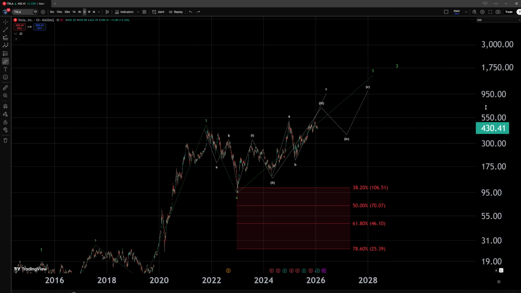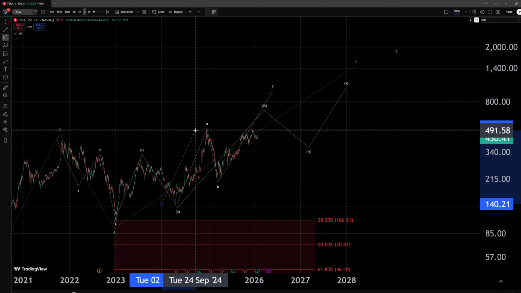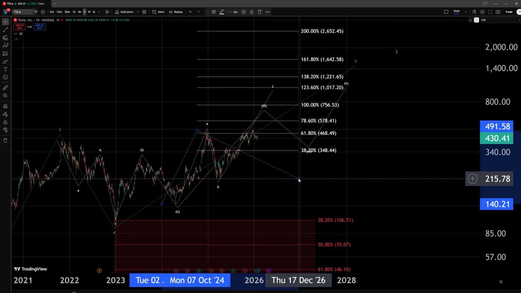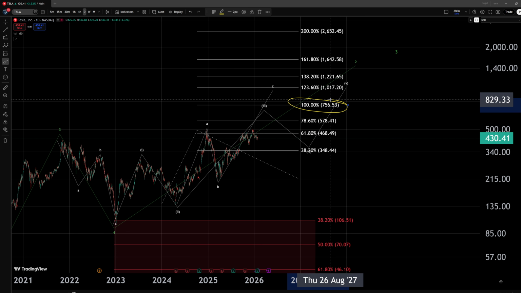Now, since we have been talking about extensions in this area, we have provided the ideal target for the wave 3. We could also be looking for an ideal target for the wave C, since we have a bottom within the wave B. That would be at the 100% extension of the wave A, the $750 level, around that area anyway. Although with the wave C, it is a little bit more difficult to give an ideal target because oftentimes it doesn't quite get there.